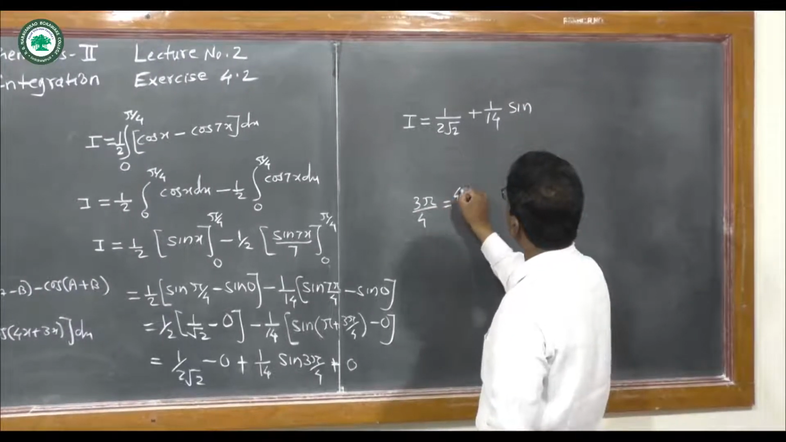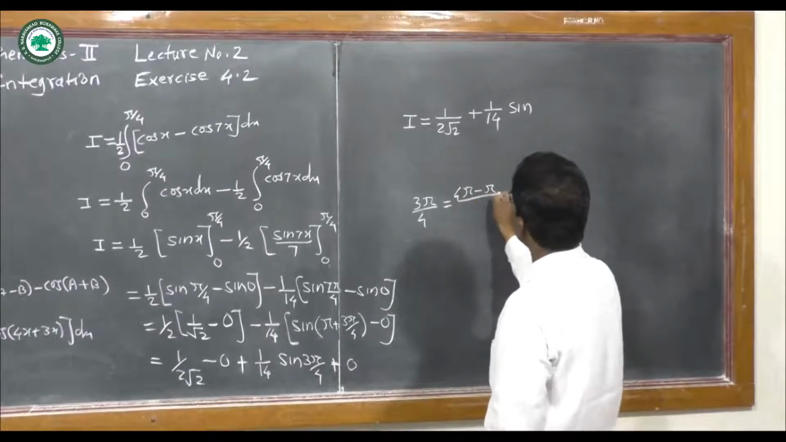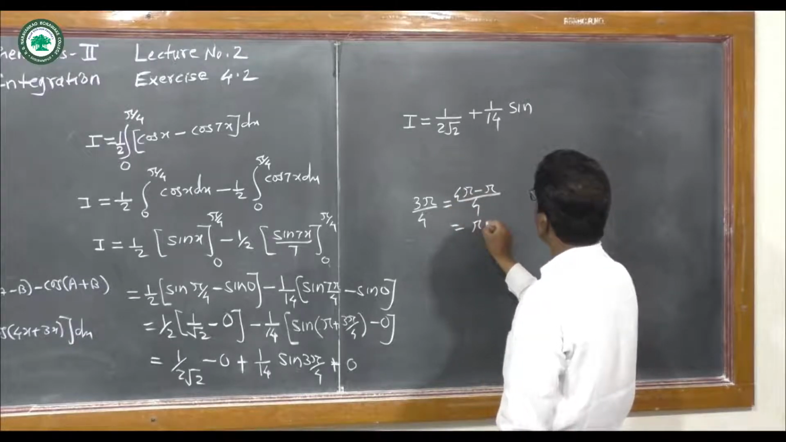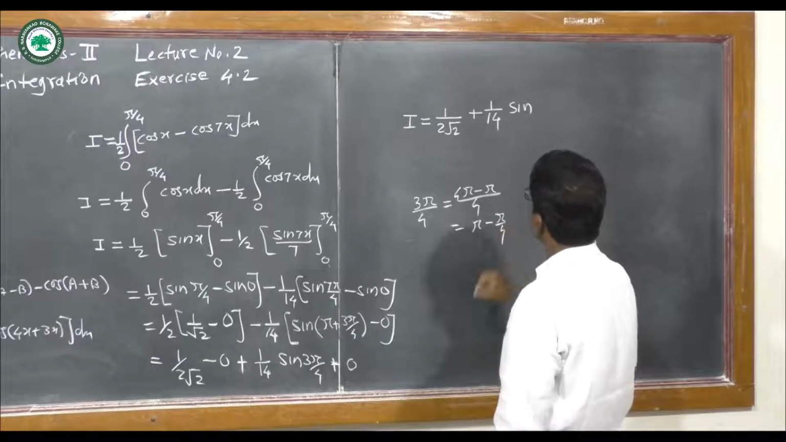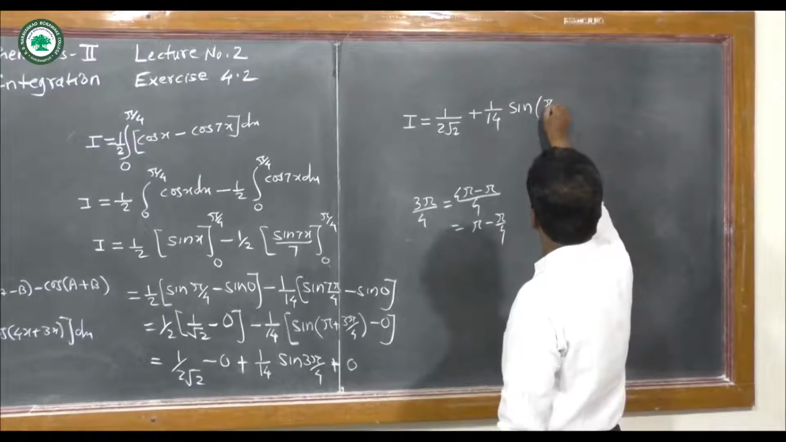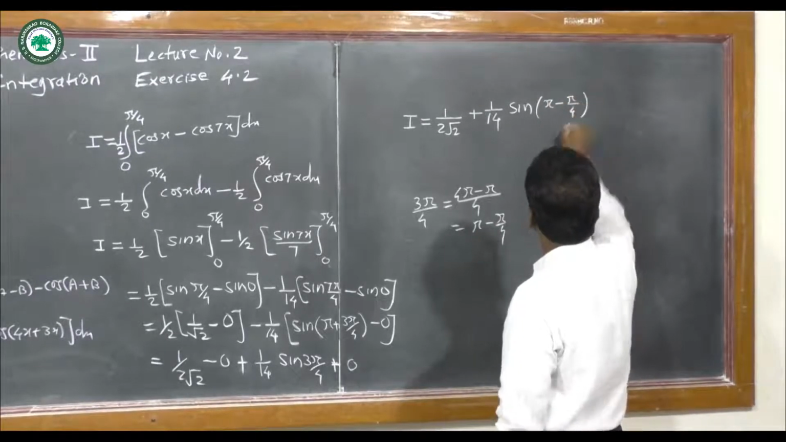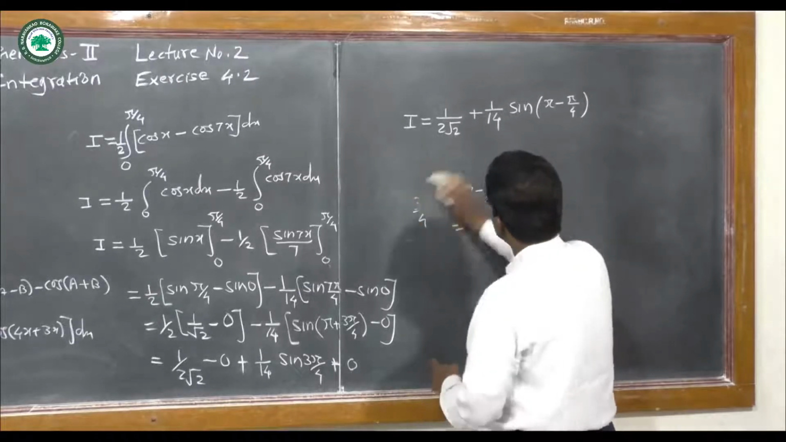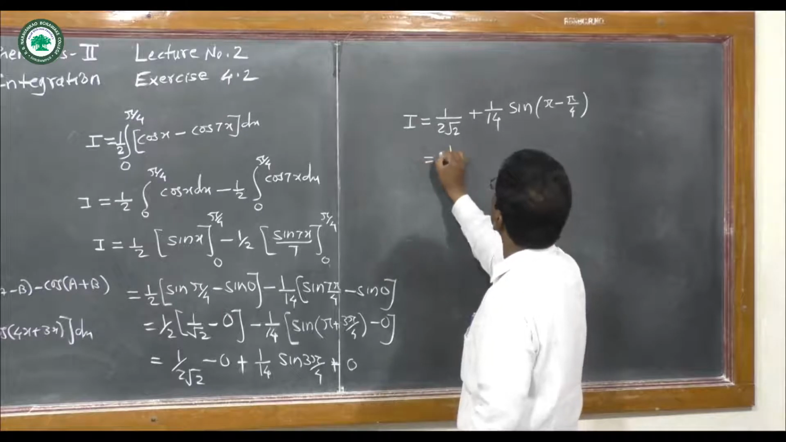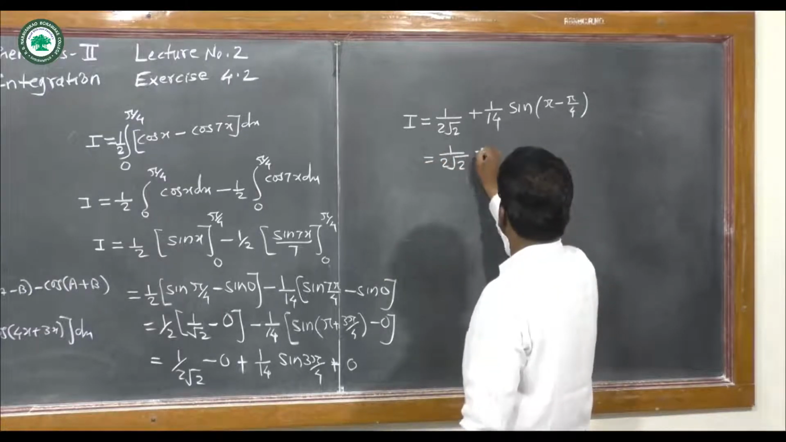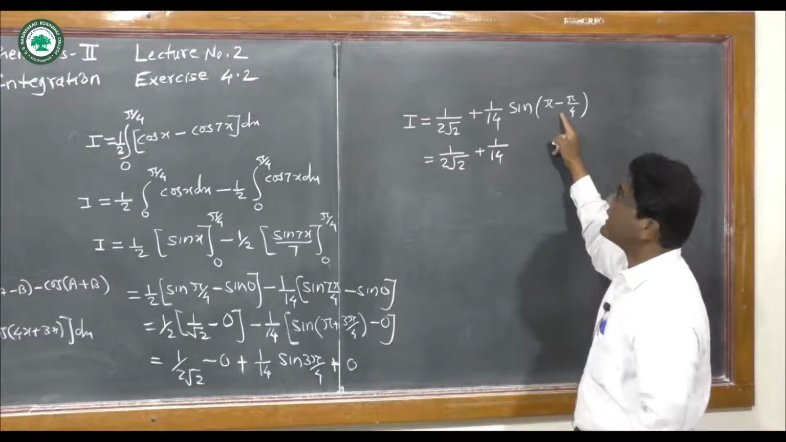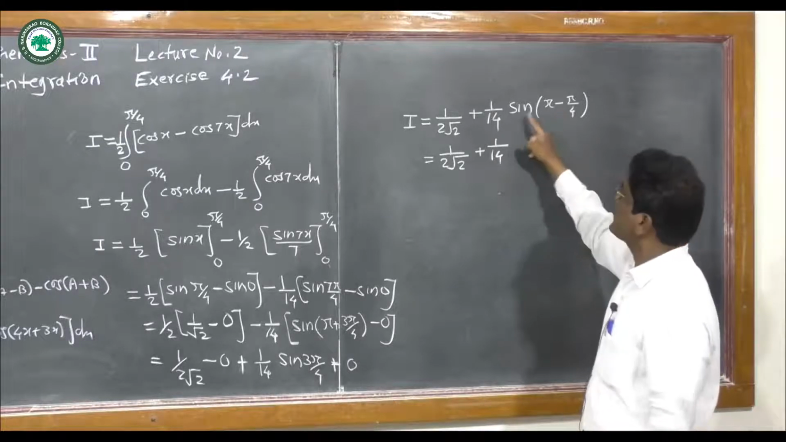again here we write 3 pi by 4 as 4 pi minus pi, that is 3 pi divided by 4, and now take the separate division: 4 pi upon 4 is pi, minus pi by 4. So we replace 3 pi by 4 by pi minus pi by 4. And now the required integral I becomes 1 upon 2 root 2 plus 1 upon 14 as it is. Sin of 180 minus theta lies in which quadrant? It is in the second quadrant, and in the second quadrant sine is positive.